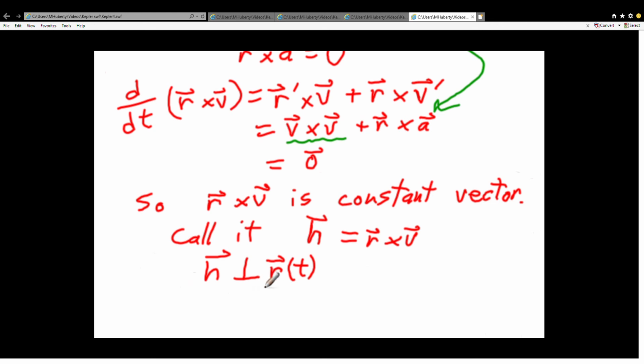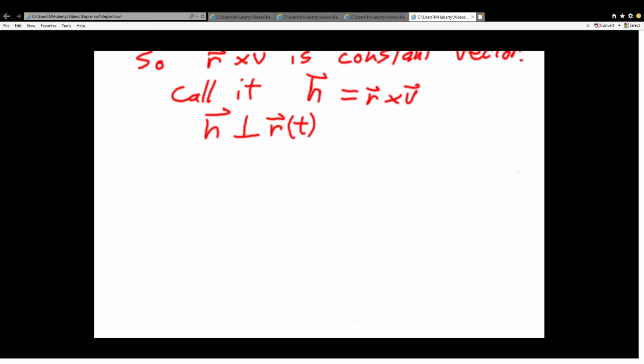Okay, and that's true for all values of t, meaning that the planet must lie in the plane through the origin perpendicular to h. So we've achieved that goal now, showing the planet's always in the same plane.